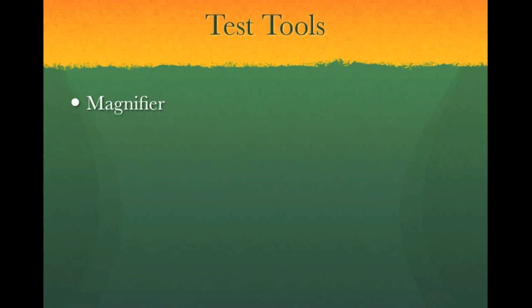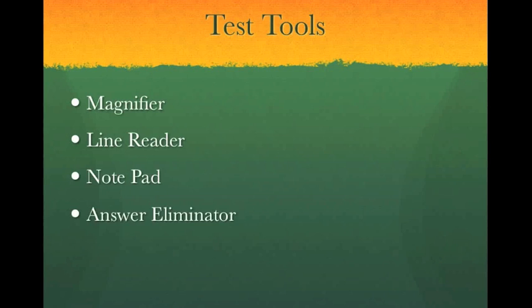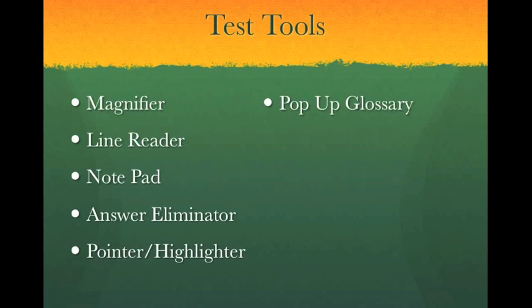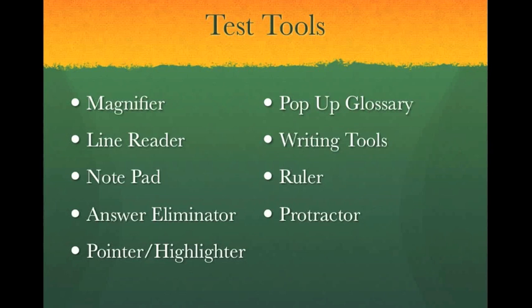The first is a magnifier, a line reader, a notepad, an answer eliminator, a pointer highlighter, a pop-up glossary, writing tools, a ruler, protractor, and exhibits, which are different reference sheets.